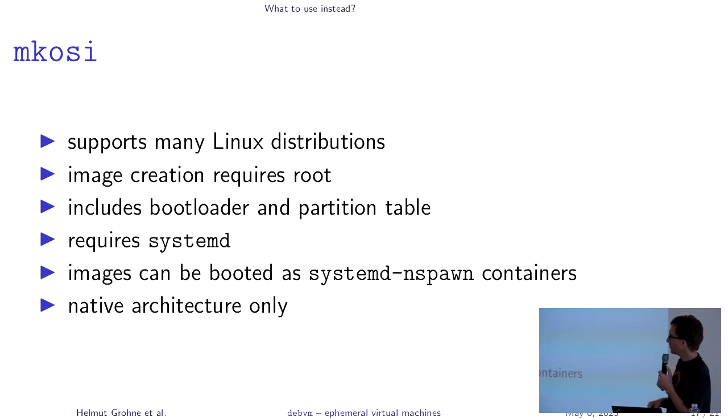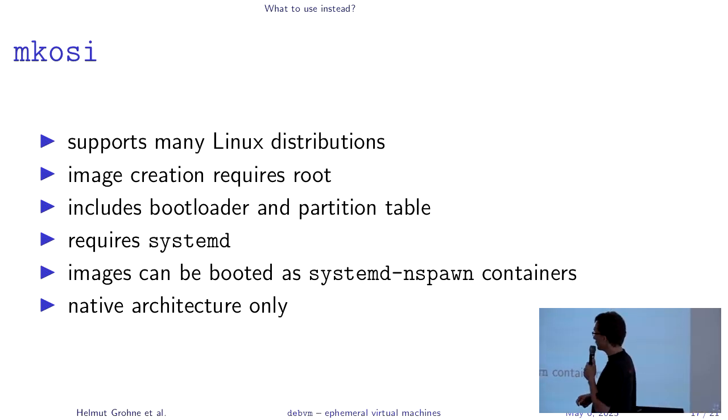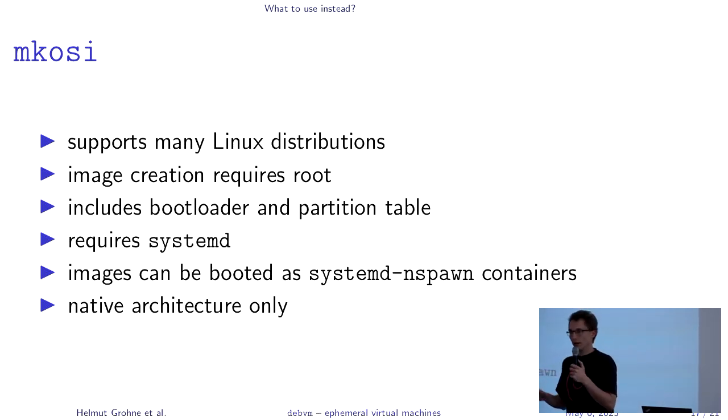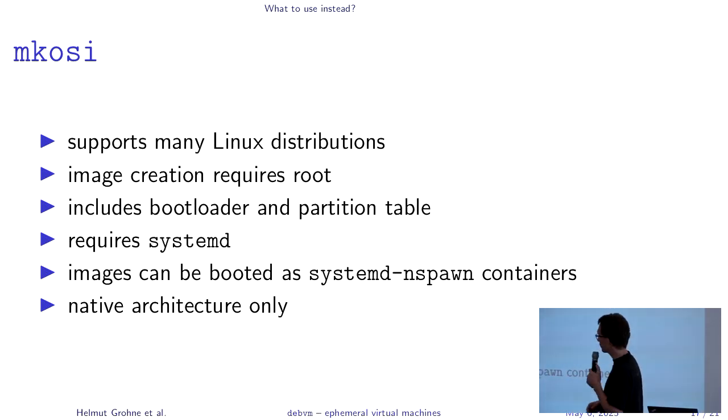Another contender is mkosi, which is way more generic. So this one does Fedora and Arch and lots of other stuff. It also requires root for image generation. And that way, the bootloader, partition table, and so on. This one comes from the systemd people and naturally requires systemd. Well, that may not be the worst of things.